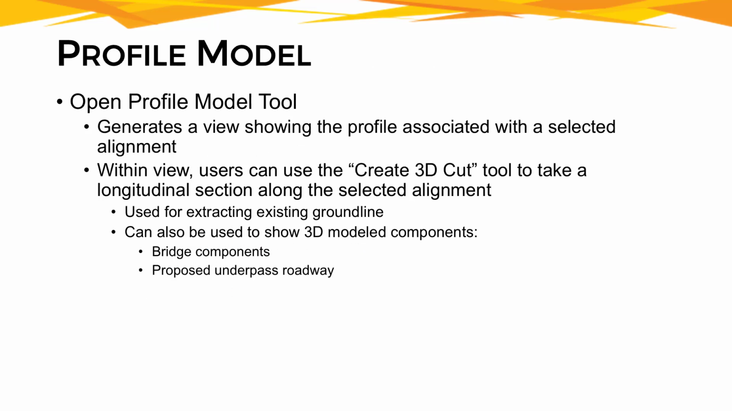The next important component of this process is the profile model. The way we access an actual profile model is by using the Open Profile Model tool. What that does is generate a view showing the profile that is associated with whichever alignment is selected. Once the user is within that view, you'll notice that there is the profile associated with the alignment shown and nothing else. So the next thing that you would do is use the Create 3D Cut tool, and that will essentially create a longitudinal section along the selected alignment.